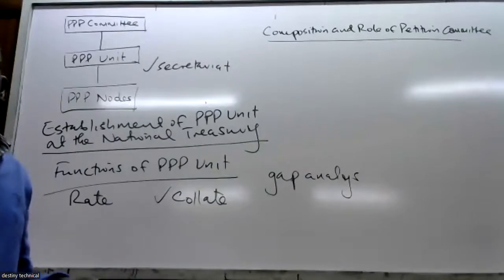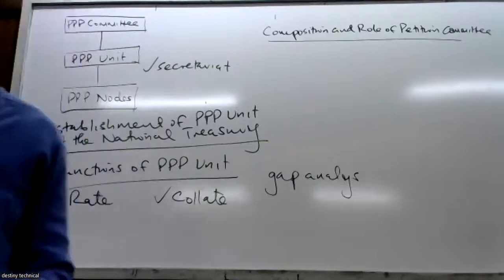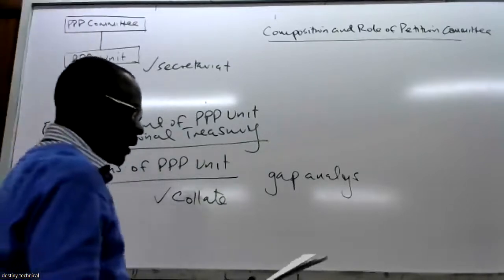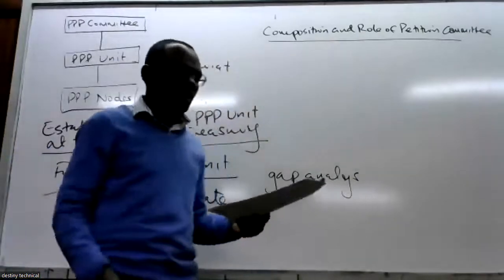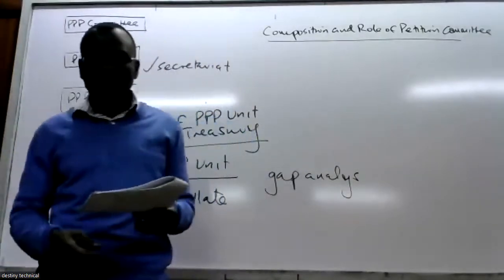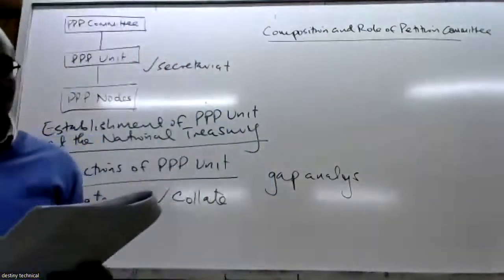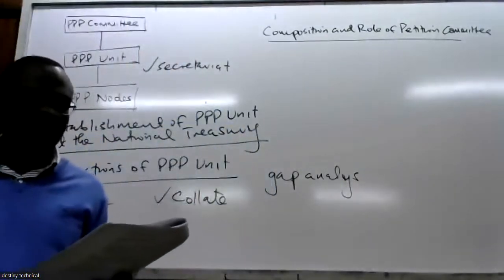You asked how many pages, for example, do you estimate from the beginning? So it's 1 page. If you have to leave space, you can leave 1 page. So composition and role of the PPP petition committee.